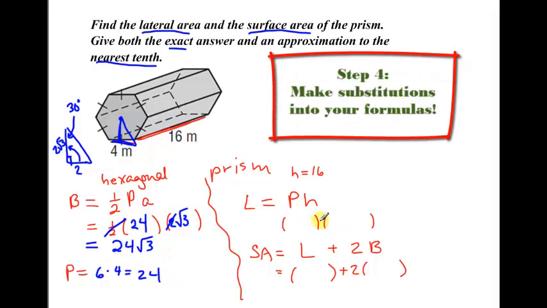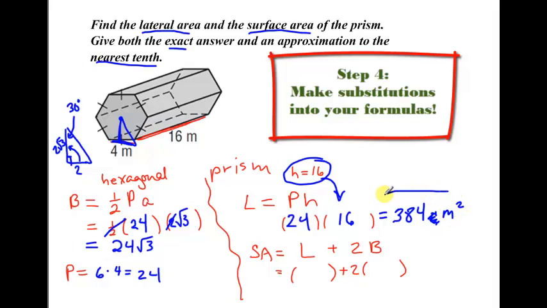Let's go now to our formulas. What did we get for perimeter back there? 24. And the height of the prism right there is 16. All right, let's calculate that. 24 times 16 is 384. So our lateral area, or the walls, is, not centimeters, 384 square meters. There's one answer.